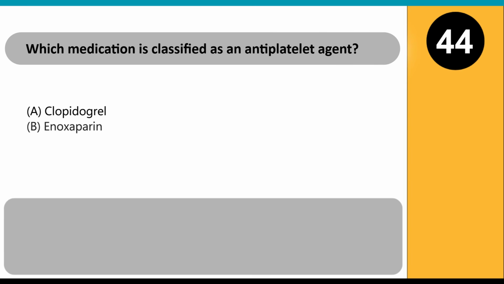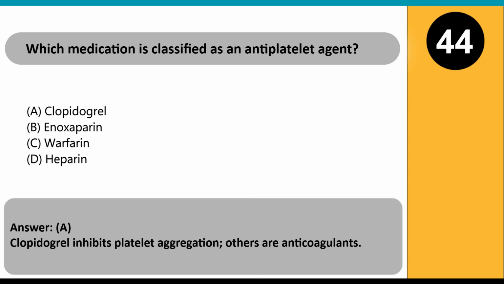Which medication is classified as an antiplatelet agent? A. Clopidogrel. B. Enoxaparin. C. Warfarin. D. Heparin. Answer: A. Clopidogrel inhibits platelet aggregation, others are anticoagulants.